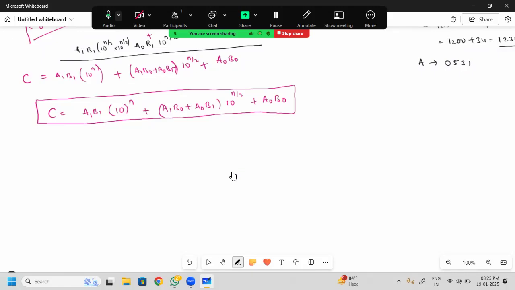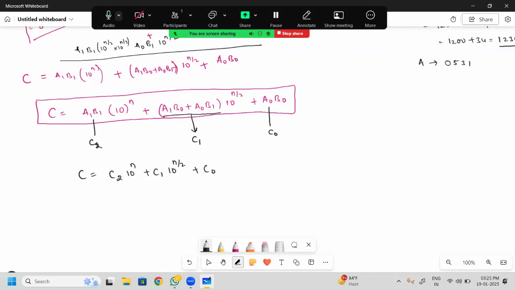So I am giving another new labels to these terms. This is going to be represented by C naught. This entire time I am representing as C1. This entire time I am representing it as C2. So the total result is C equal to C2 into 10 to the power of n plus C1 into 10 to the power of n by 2 plus C naught. So this is the equation.